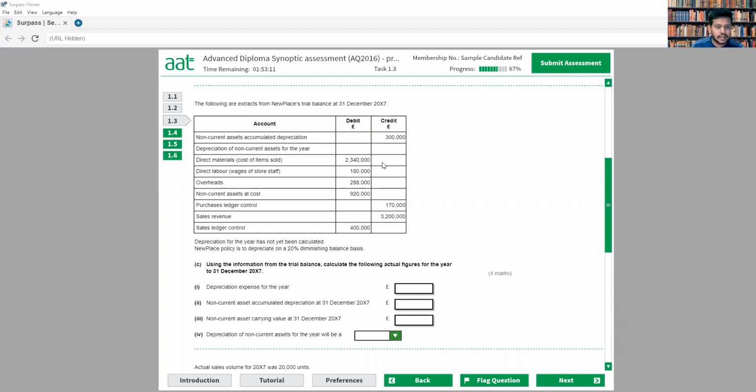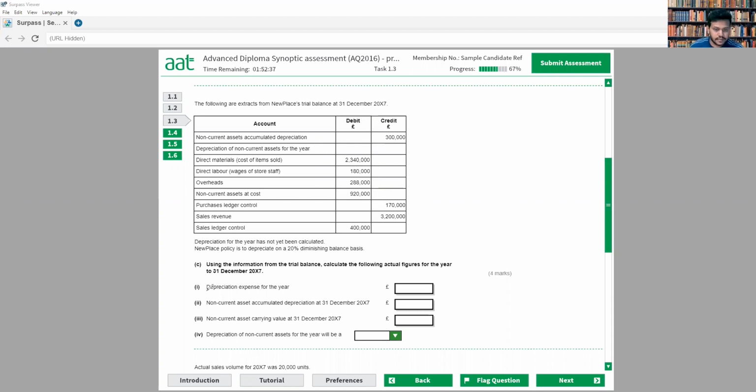Then you have a direct material, direct labor. These two are variable cost. Overhead, this is most likely fixed cost. Remember, if they don't say it is a variable cost, overhead can be variable, can be fixed. But if the question doesn't say it is fixed or variable, treat this one as fixed. Then you have a non-current asset at cost. This one we might need to calculate the depreciation. And then you have a purchase ledger control. This is like supplier, outstanding balance. Sales revenue, that's my income, and sales ledger control, this is a receivable balance.